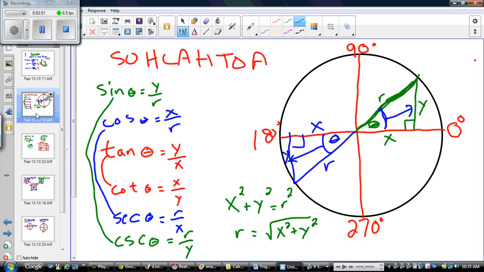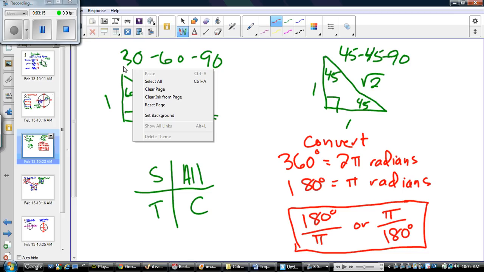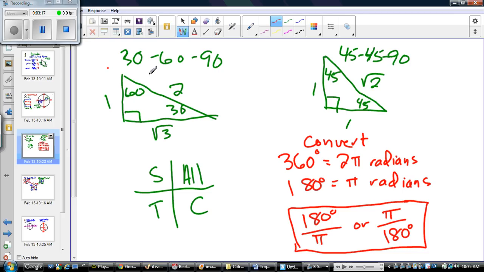Okay, so we're getting there in terms of review. What else do we need to know? I feel this page is probably the most important because you're going to have to generate this by yourself. You have to know that all 30, 60, 90 triangles are in a relationship of 1 to 2 to square root of 3, with the 2 being the hypotenuse, square root of 3 being opposite to 60, and the 1 being opposite to 30.